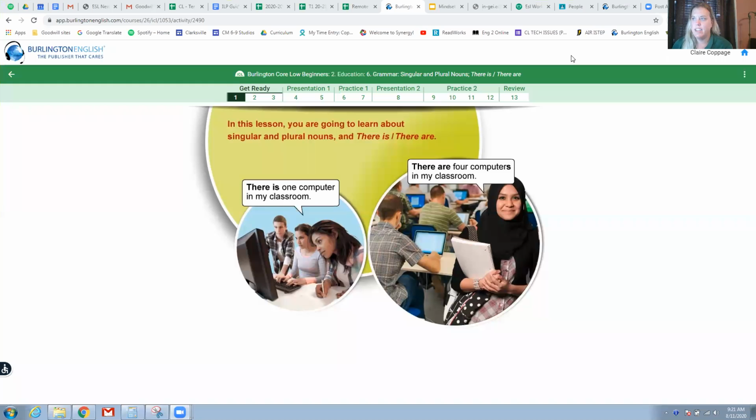Okay. In this lesson, today we're going to learn about singular and plural nouns and the expression there is and there are. So for example, there is one computer in this classroom. There is, in Spanish, hay. One computer in my classroom. Over here, she says, there are 4 computers in my classroom.